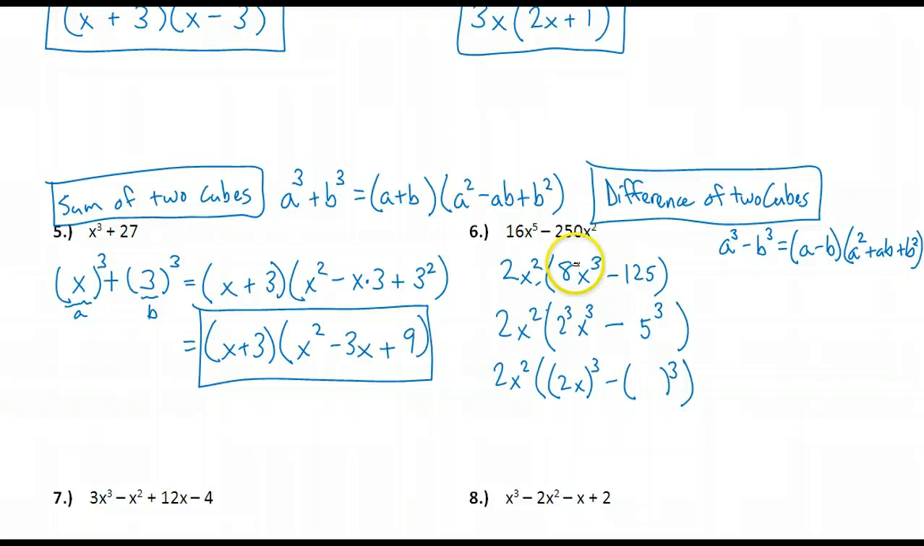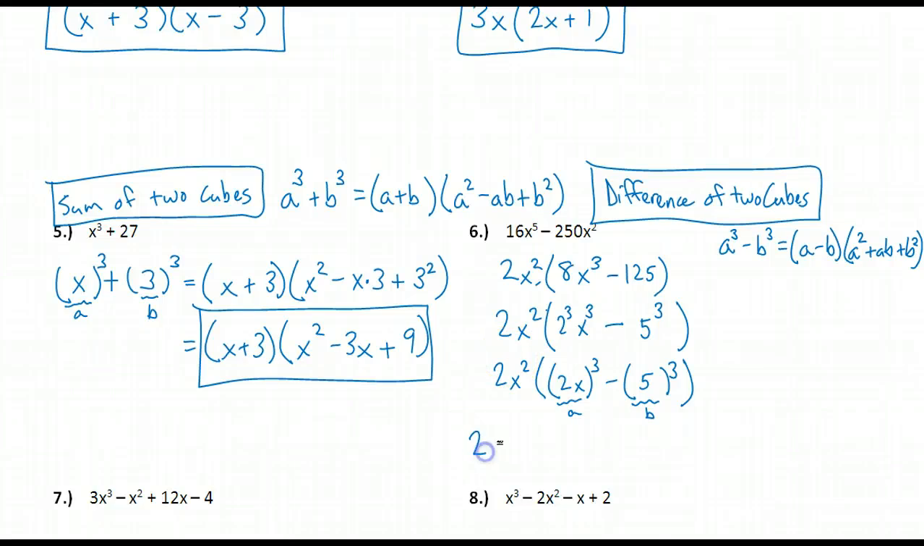If you notice, this part is equivalent to this, and this is equivalent to this. If I distributed this power back into the parentheses, I would have 2 cubed, which is 8, times x cubed. So this is equivalent to this. And 5 cubed I'm going to rewrite as quantity 5 cubed. So this part right here is my A, and this part right here is my B.